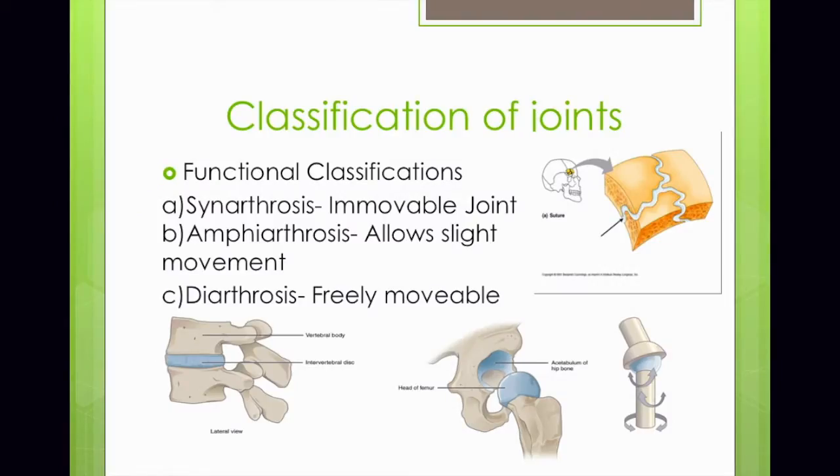Classification of joints. Functional classifications are things such as synarthrosis, which are immovable joints, amphiarthrosis, which allows slight movement in joints, and diarthrosis, which are freely movable joints. Below are three different images that show where you can find these types of joints.